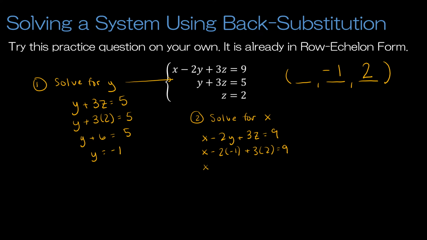So I have x plus 2 plus 6 is equal to 9, or x plus 8 is equal to 9. By subtracting 8 from each side, I get x is equal to 1. So my ordered triple, or my solution to this system, is (1, -1, 2).